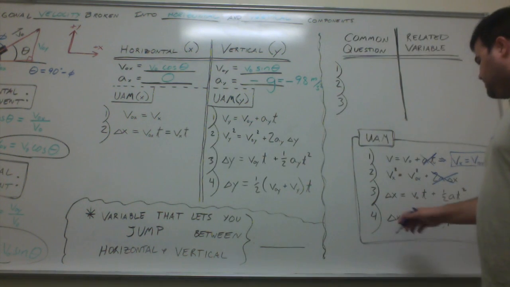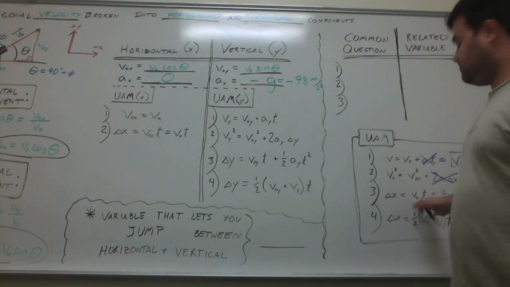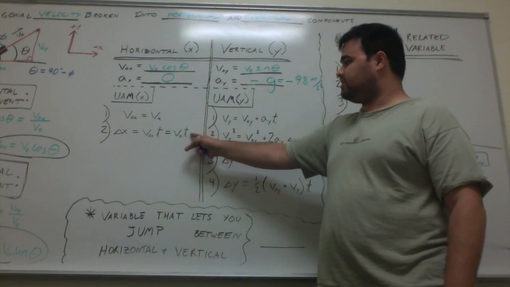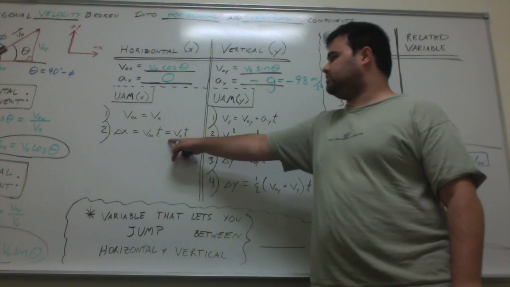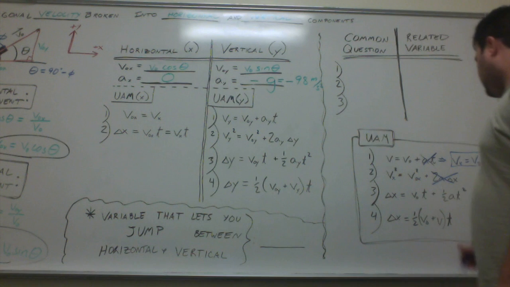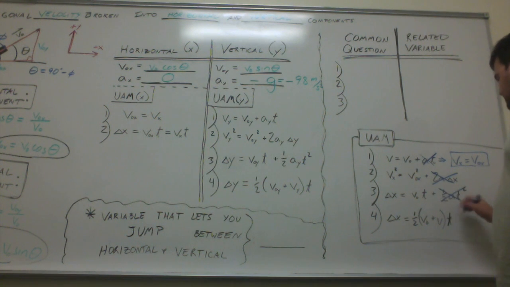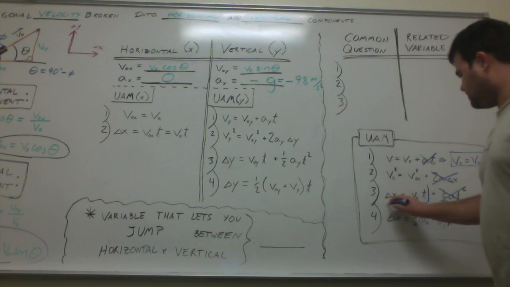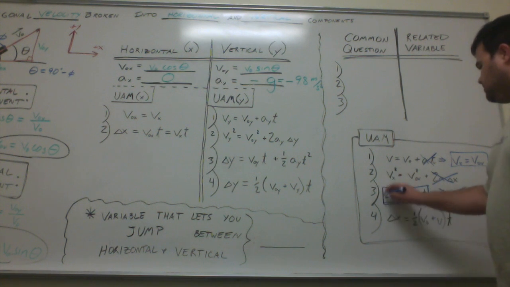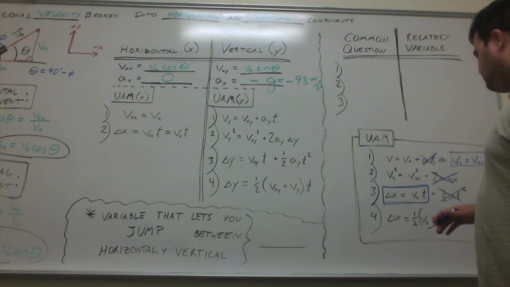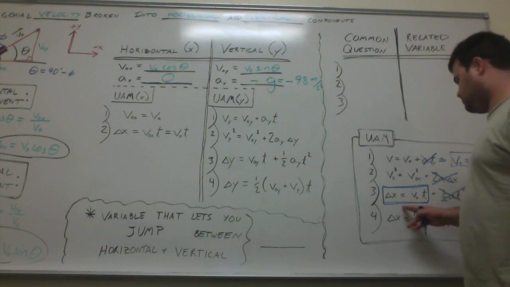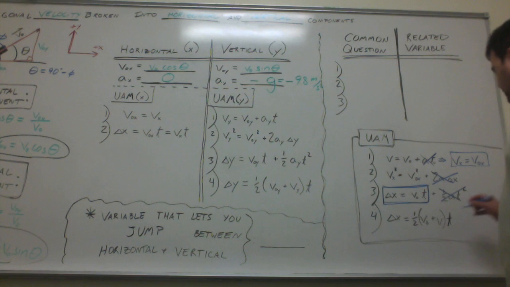The third and fourth equations, same kind of thing happens. From those two we get delta x equals v naught x t, which is also vx t. When we cancel out acceleration, we're left with this equation, and while it's not going to affect how you do the problem, just a mental note: if you rearrange that, it is simply the definition of velocity.